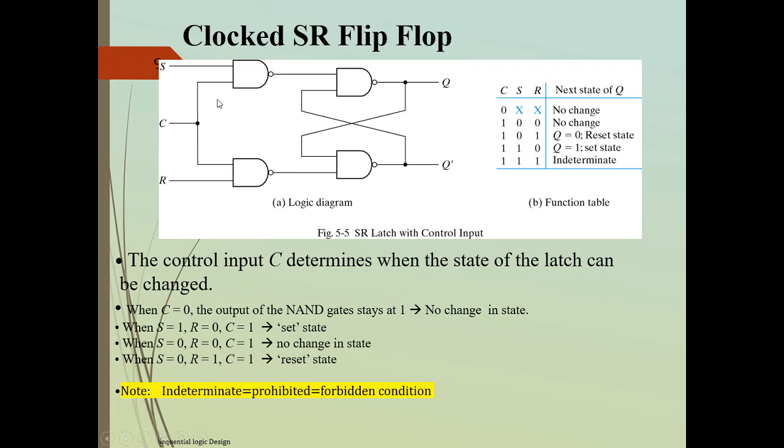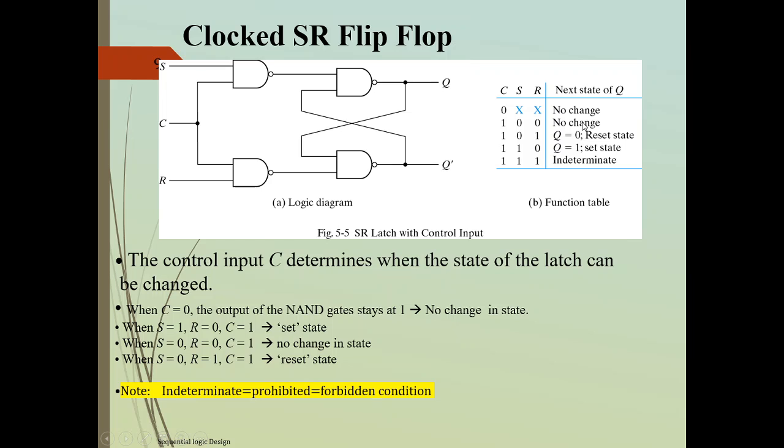Now we'll see the operation of the clock SR flip-flop. This is a diagram of the clock SR flip-flop using NAND gates, and this is the truth table of the clock SR flip-flop. If we look into this truth table, if C, the clock, is equal to 0, regardless of S and R, there is always no change. And if C is equal to 1 and S is equal to 0 and R is equal to 0, we always get the no change condition.